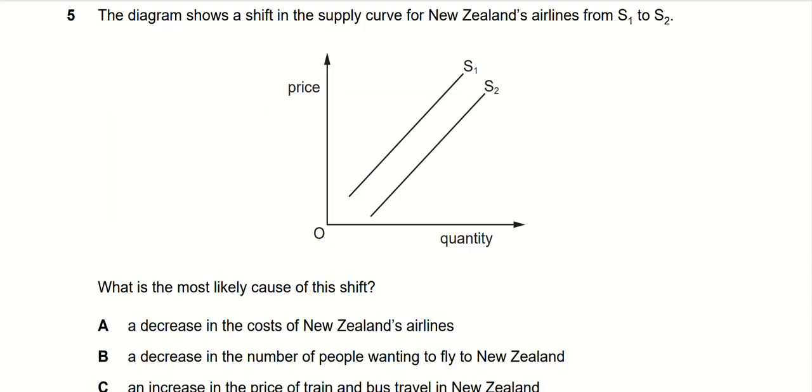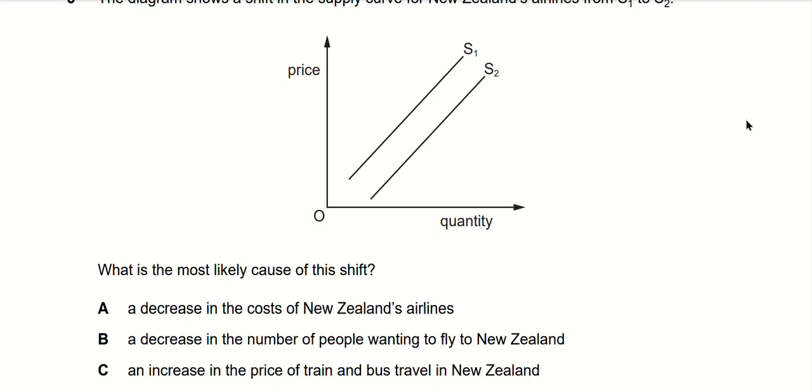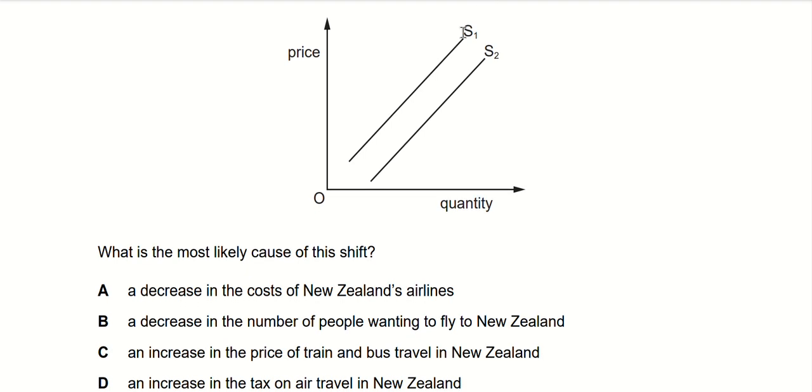Okay, number 5, the diagram shows a shift in the supply curve for New Zealand Airlines from S1 to S2. What is the most likely cause of this shift? Okay, so it's moving from S1 to S2. So if you look at it this way, just imagine the demand line over there. The question is basically asking us why the supply is reducing. So the answer is A.